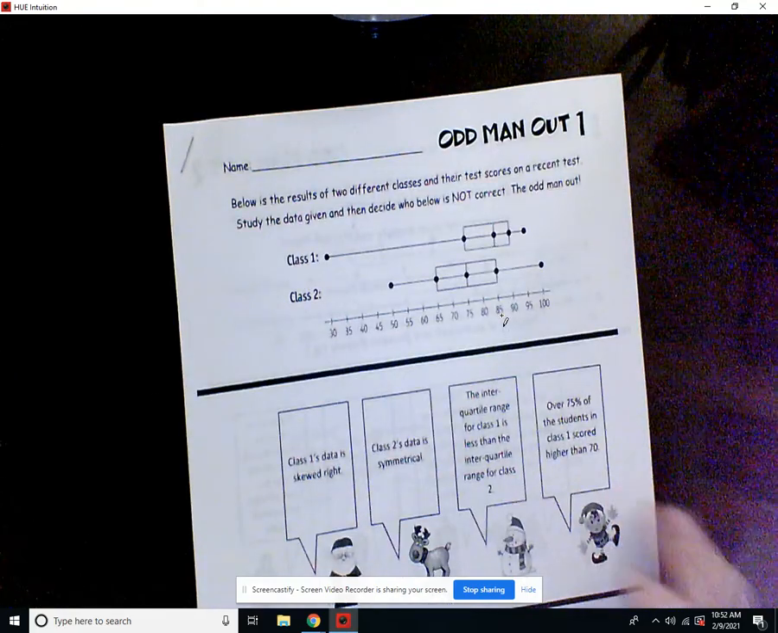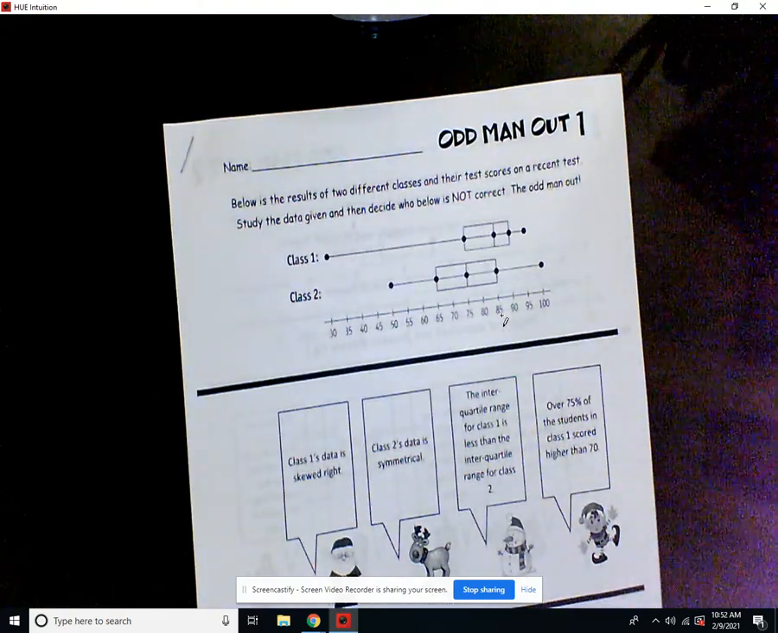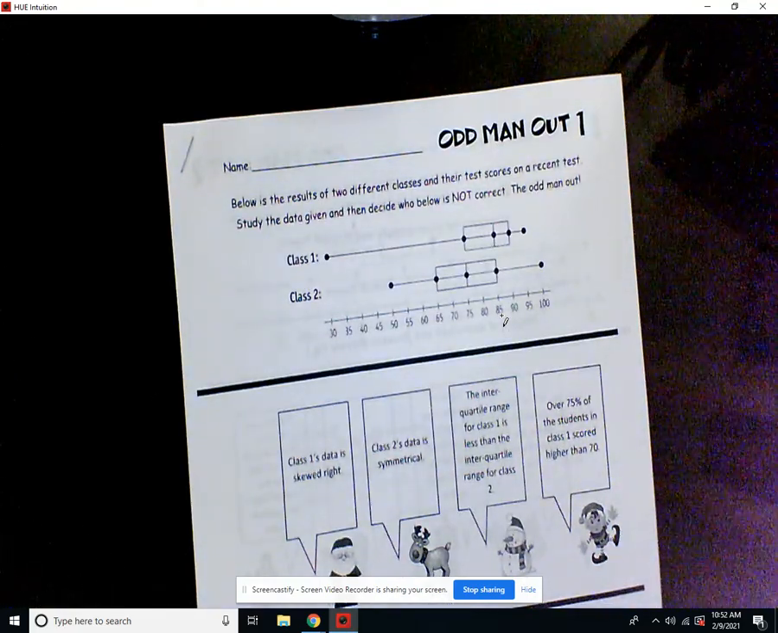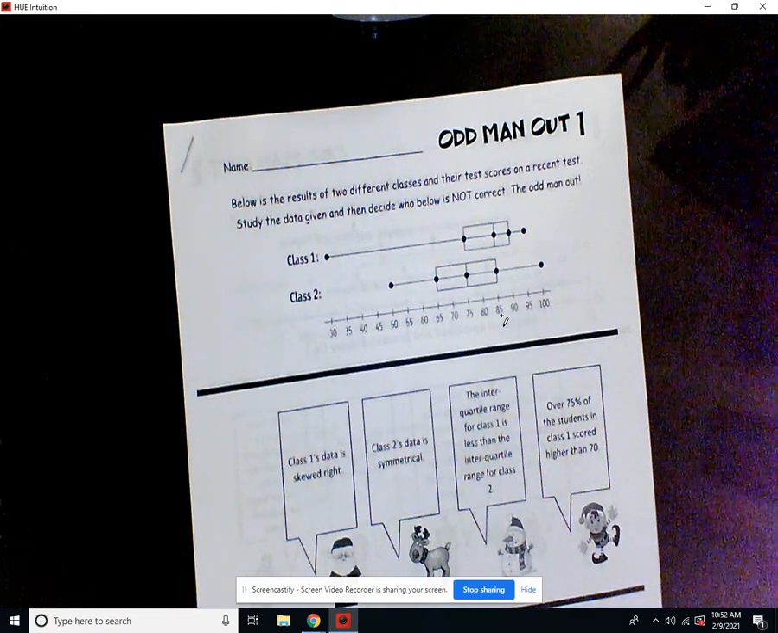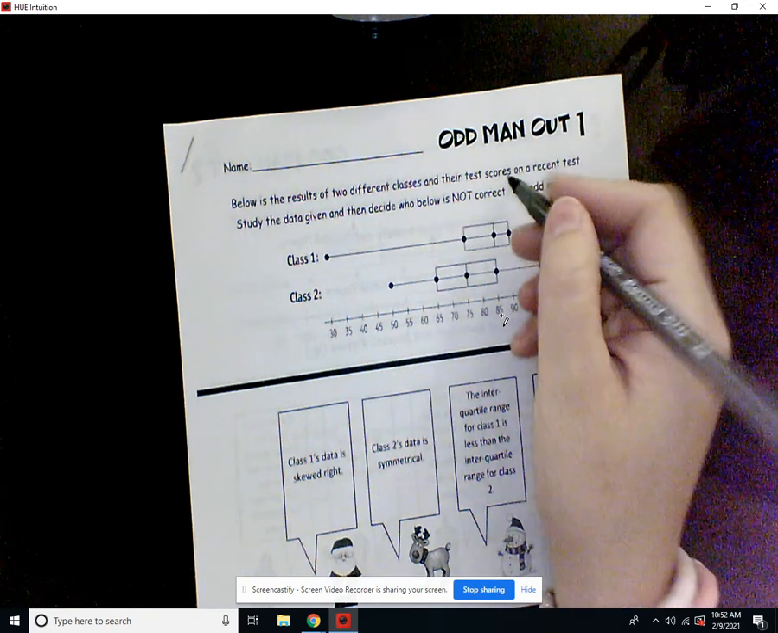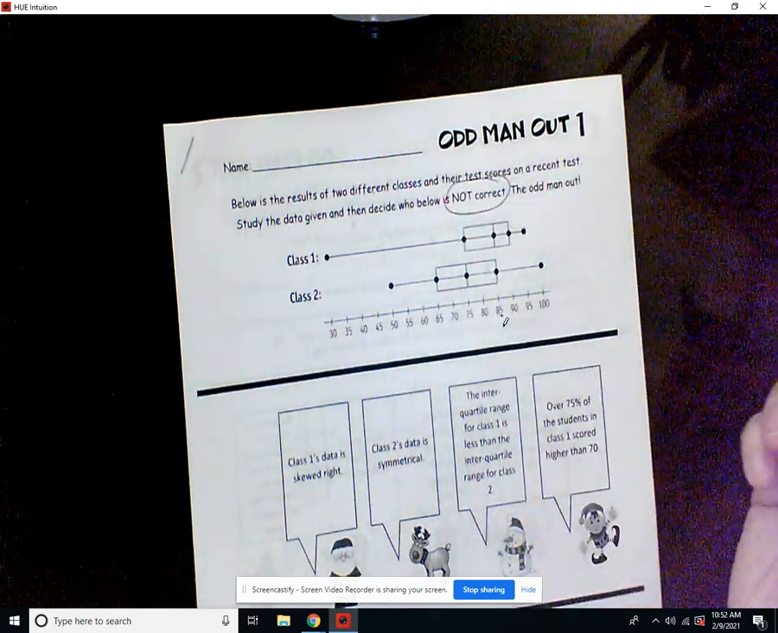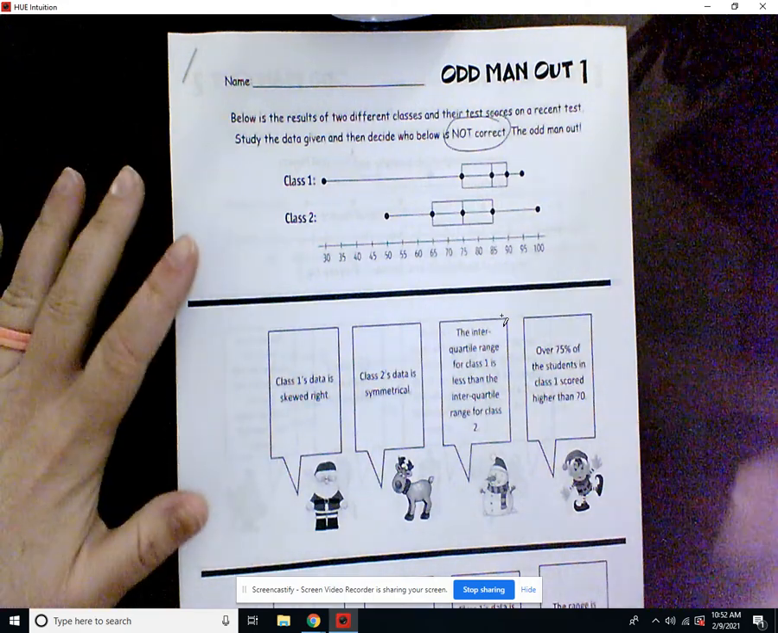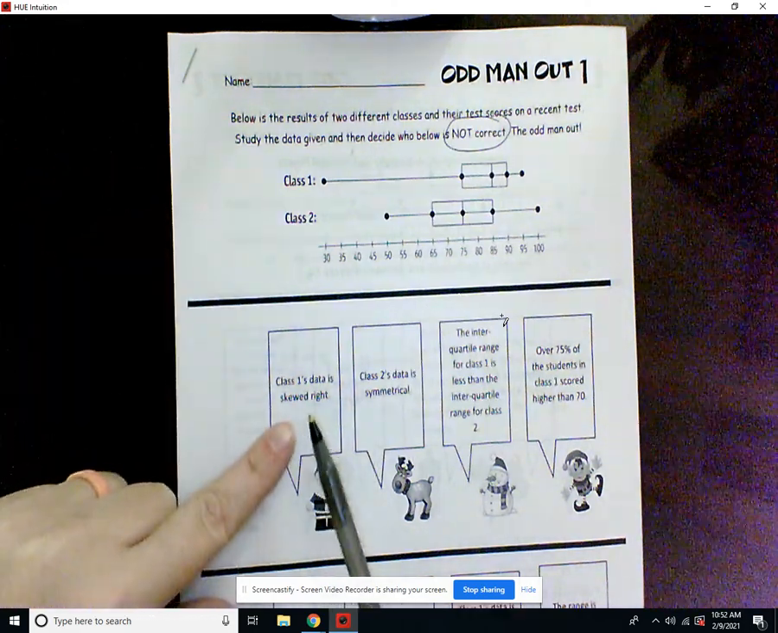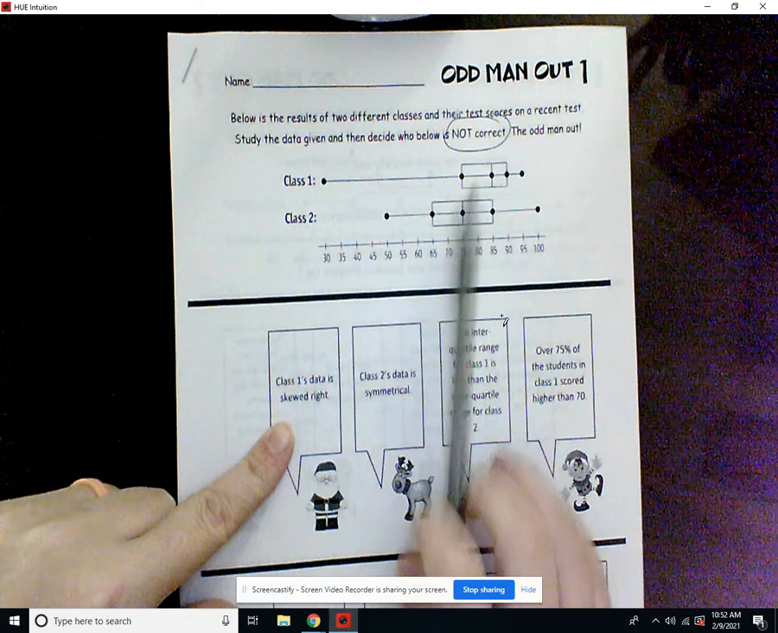All right, today we're going to be looking at more box plots. We're going to be identifying different pieces of it. So what we're going to do is go through and decide which one is wrong. We're going to have 3 right, and there's going to be 1 that is wrong. Okay. So we have 2 different classes, class 1 and class 2.